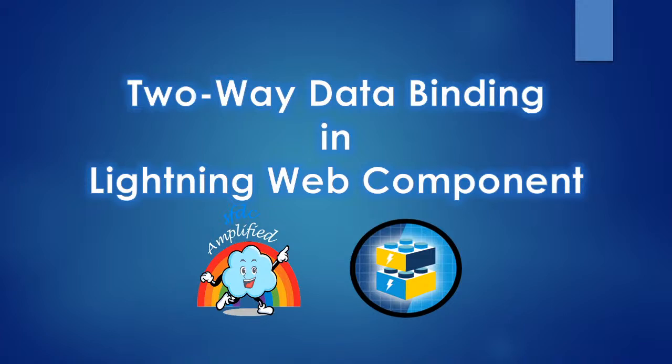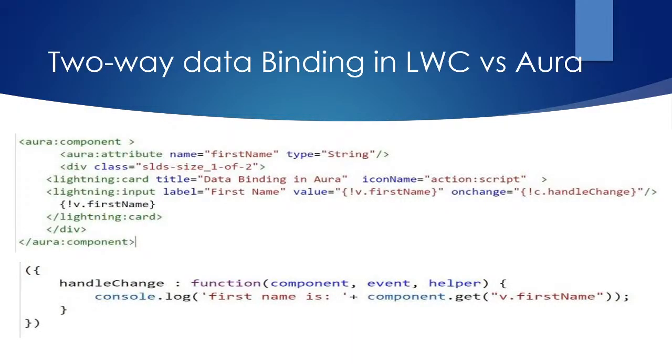So the next topic of the session will be two-way data binding in lightning web component. So what is two-way data binding? Here is the LWC versus aura again. In LWC, I'll be doing it and I'll be showing how we can see those changes. And coming to aura, you can see here again, here we have the view, here we have the controller.